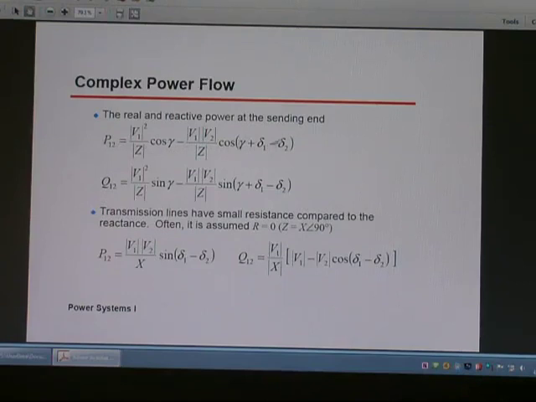Sending reactive power. The reactive power, the active power, reactive power. Now active power is moving, so the reactive power is moving.